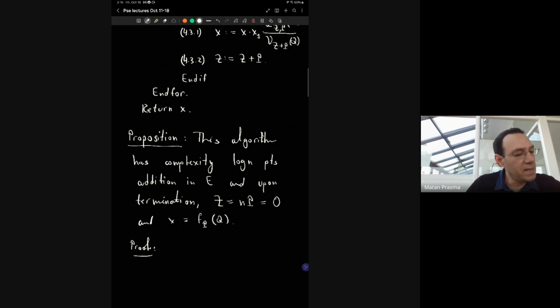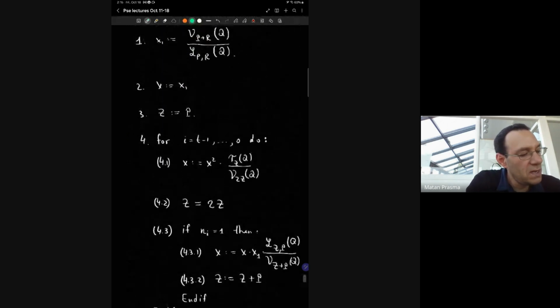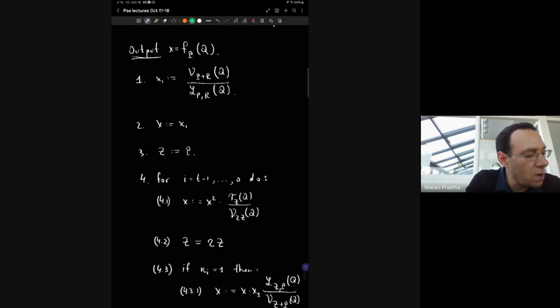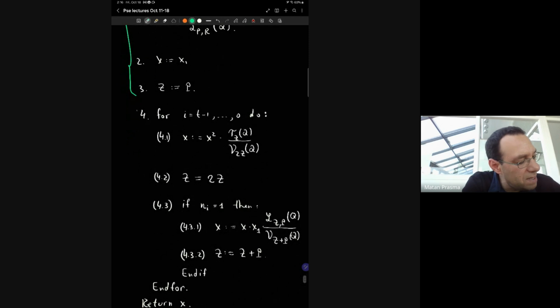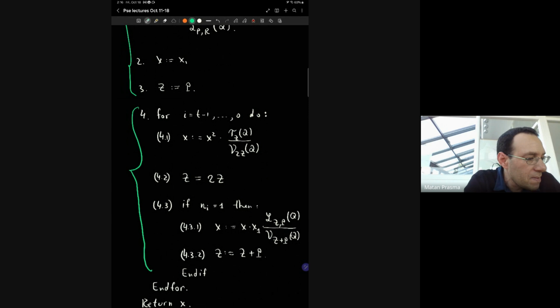Okay. So this is the statement. The first part of the statement, namely the complexity, is really easy because I have some constant steps. And then what matters for the complexity is the size of the for loop and the number of operations I need to do in each iteration. So the size of the for loop is log n, right? Because the size of the for loop is t, and t is approximately log n, plus or minus one or something like that.